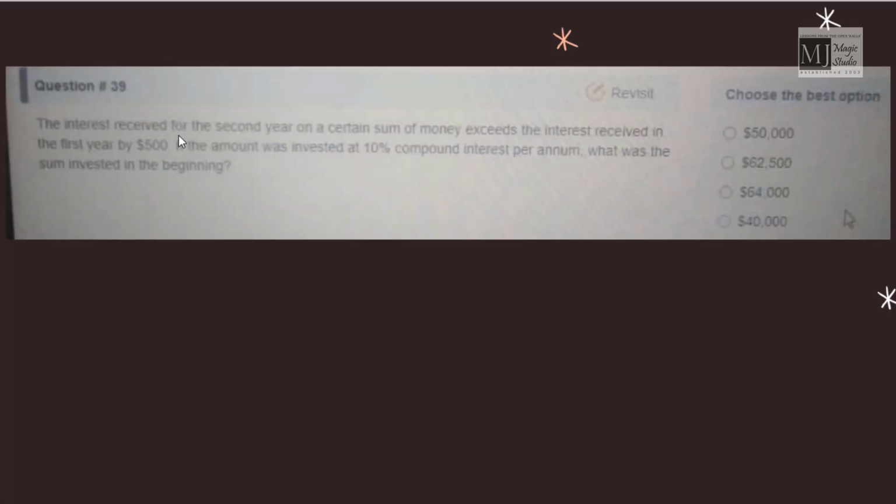The interest received for the second year on a certain sum of money exceeds the interest received in the first year by 500. So interest received in the first year was X, and the second year is X plus 500. If the amount was invested at 10% compound interest, obviously, that's why there is a change in the interest. What was the sum invested in the beginning?